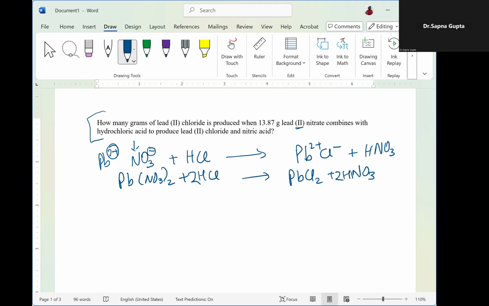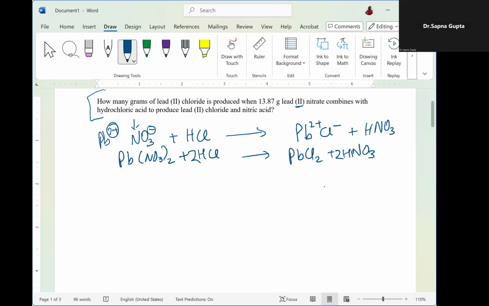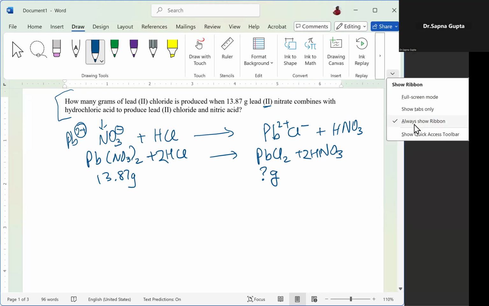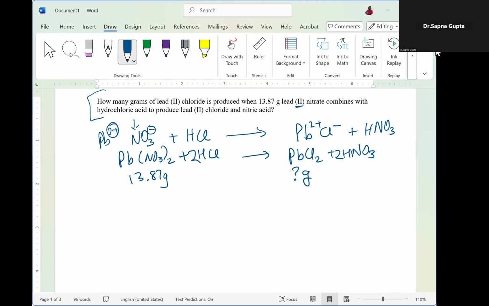Now that our equation is written out and it's balanced, now we can see what we have and what we need. So we have 13.87 grams of lead-2 nitrate, which means 13.87 grams of this. And how many grams of lead-2 chloride is produced? So this is what we are being asked for. So that's what we are going to work on now.